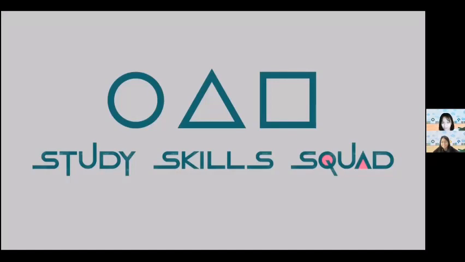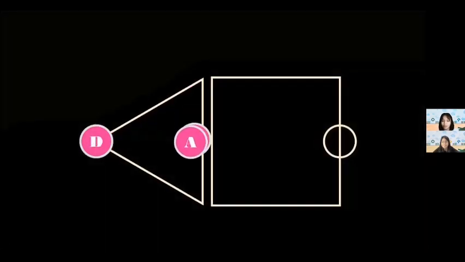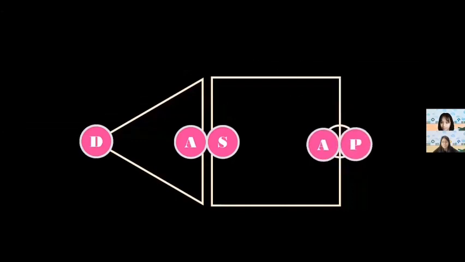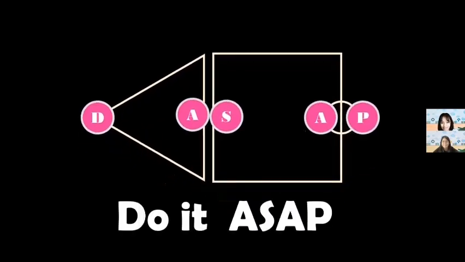So today, we would like to share with you this framework of Do It ASAP, which D stands for desired difficulty, A stands for active recall, S stands for spaced repetition, and the second A stands for association, and the last P stands for Pomodoro. We'll go through them one by one and talk about how we can apply this study method during our studies. So feel free to use the acronym Do It ASAP to remember all the study skills.